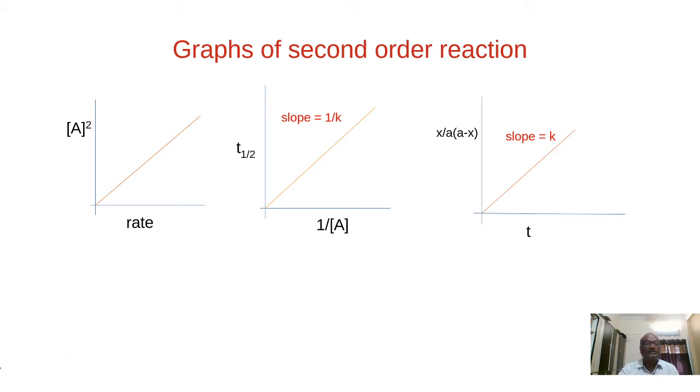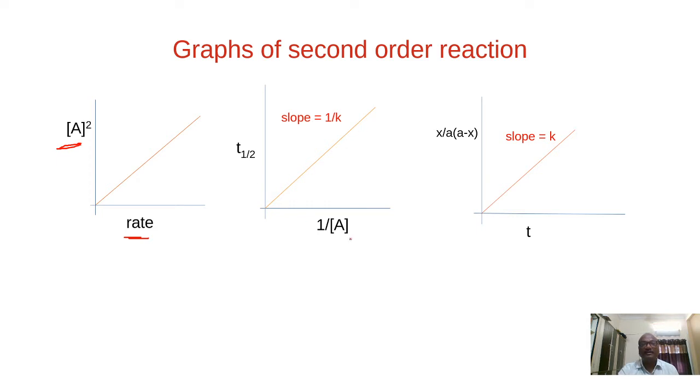What about the rate? Rate depends on what? It is concentration of A power 2. It is a linear relation, is it? Because rate is equal to K into concentration of A power 2, we said. It is present in the form of what? Y is equal to mx. Similarly, T half is inversely proportional to A, so T half versus 1 by A is also a linear relationship.